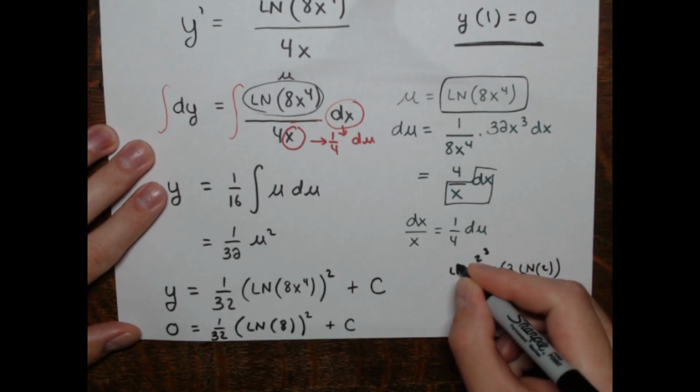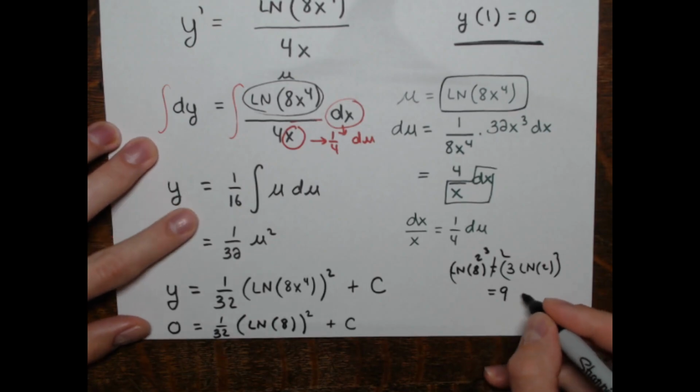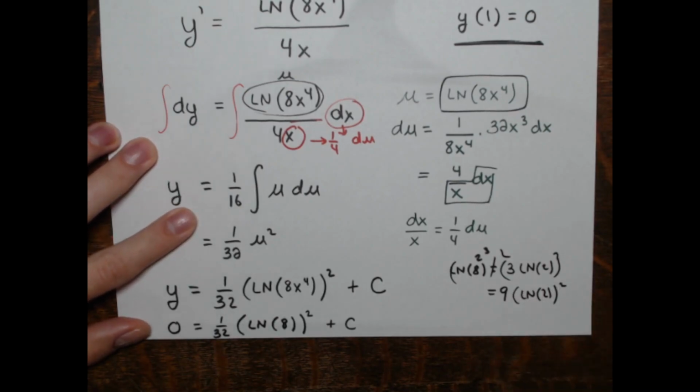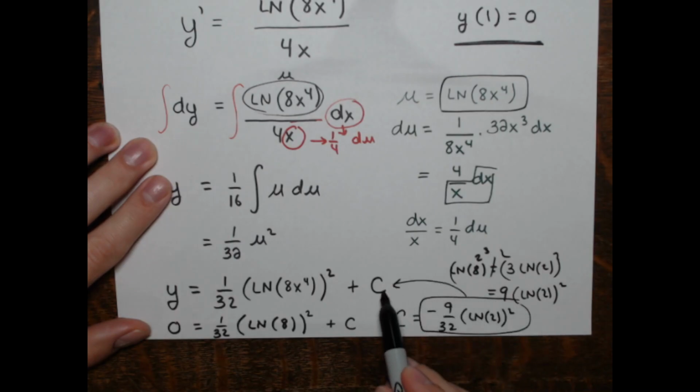And then this is being squared. That'd be 9 times the natural log of 2, to the second power. And then we have times 1/32, right? So c would be the opposite of 9/32, times the natural log of 2 squared, right? So there's your constant.